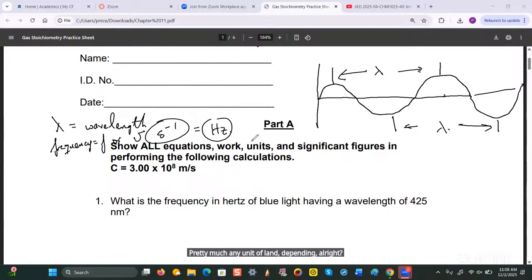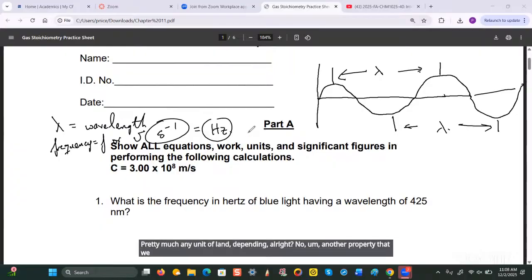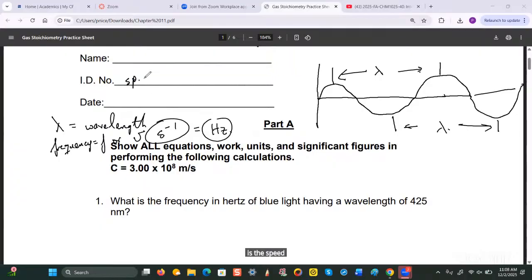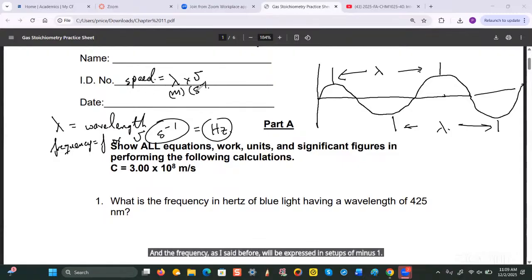Now, another property that we need to talk about with respect to waves is the speed. I'm just going to fix right here. The speed of a wave, right? And that will be equal to the wavelength times the frequency, all right? Now, usually, when you're using this formula, the wavelength will be expressed in meters, and the frequency, as I said before, will be expressed in seconds to the -1, which means that the units of speed will be meters second to the -1, which is the same thing as meters per second, all right? So this is the equation which basically ties the speed with the wavelength and the frequency.